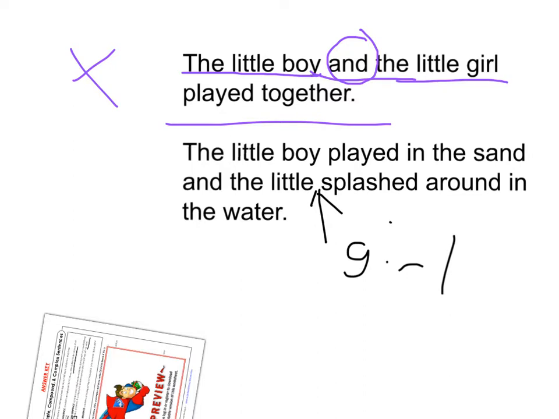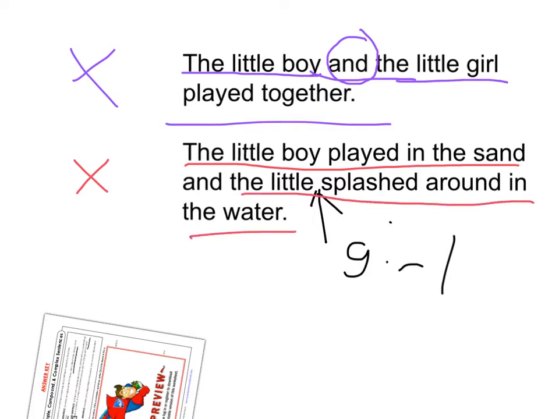Now that differs to our second sentence, which I hope you'd have guessed is our compound sentence. Now, the reason it's our compound sentence is you can spot the 2 main clauses. The little boy played in the sand is a main clause because it can stand on its own, and the little girl splashed around in the water is also a main clause. And they are linked together by your conjunction and.